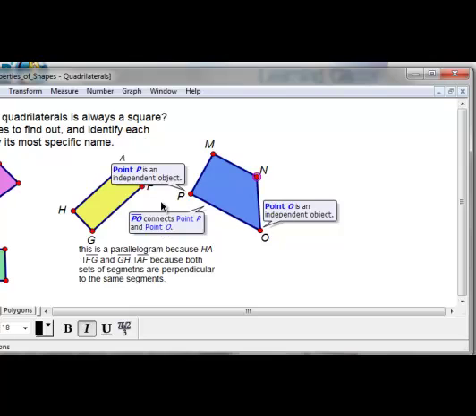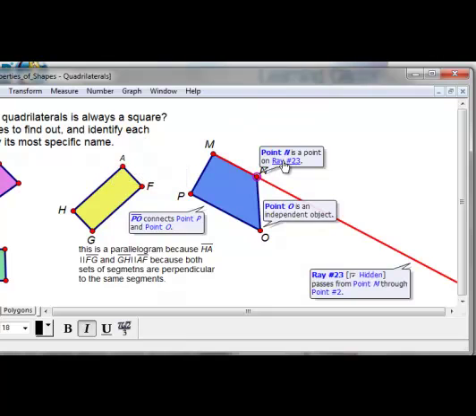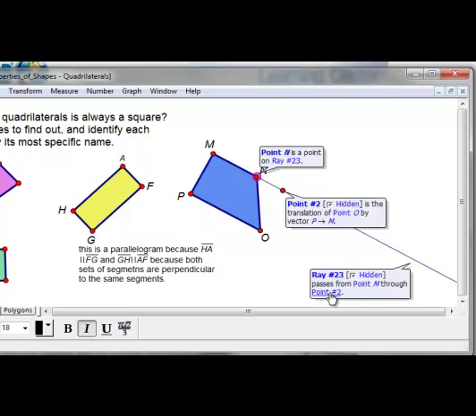So the question is, how do they make these two lines parallel? Well, the answer lies right here in N, because it's on ray 23. What do we know about ray 23? It passes from M through point number 2, which is hidden. Point number 2 is a vector translation of this. So if we say that P to M is a vector, then we translate O to this point here, and we find that this is just point number 2. Since these are parallel, translations preserve both distance and direction. So therefore, these two lines must be parallel.